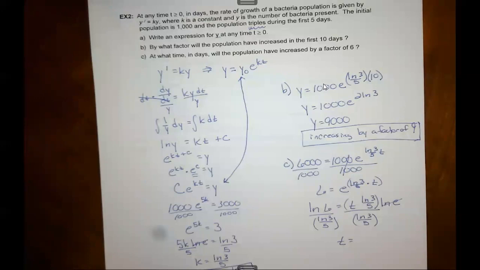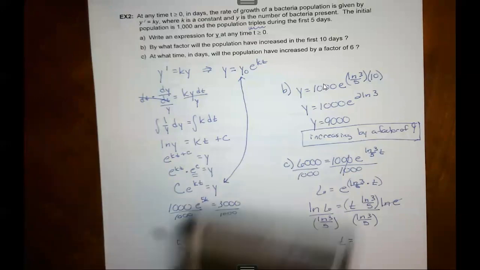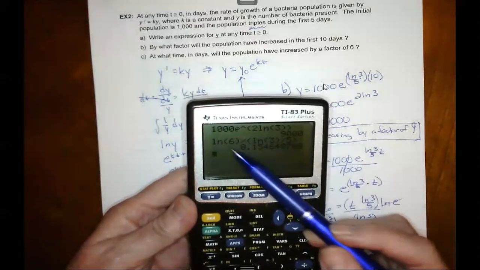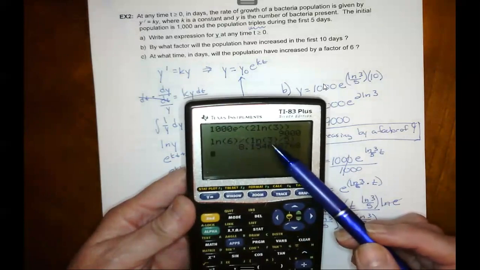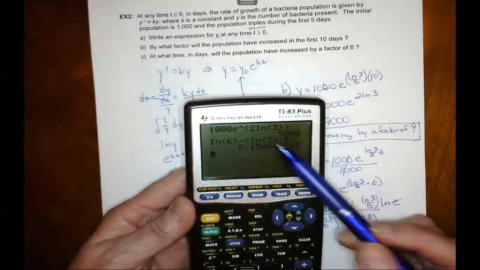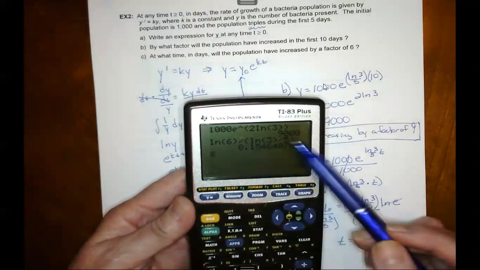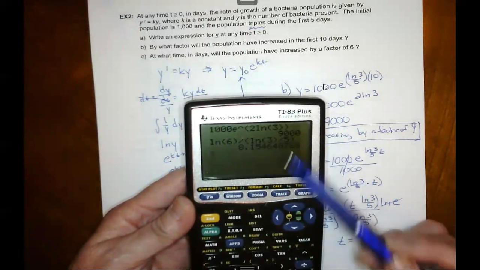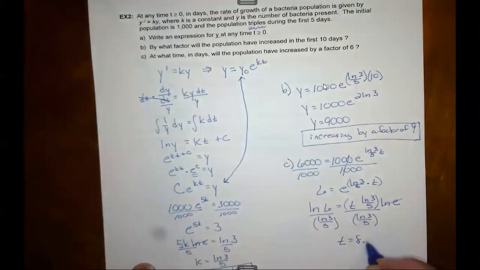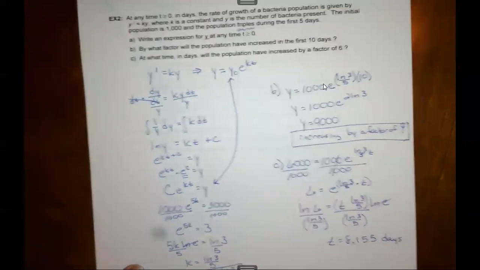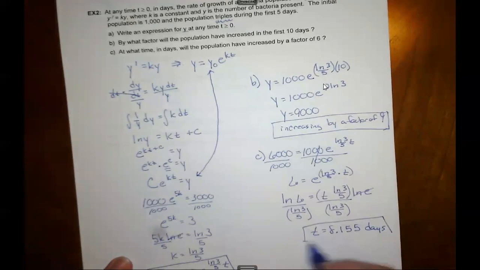And be careful when you type that into your calculator. Right here, ln of 6 divided by, and then I open a parentheses, because if you don't, then it's going to divide by ln of 3 and then divide that by 5. So ln of 6 divided by all of this. So put all of this in parentheses, ln of 3 over 5. So we get 8.155. And time in this one is days. So in 8.155 days, this bacteria would have increased by a factor of 6.